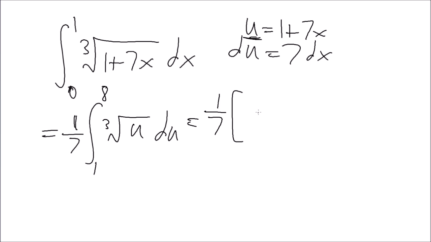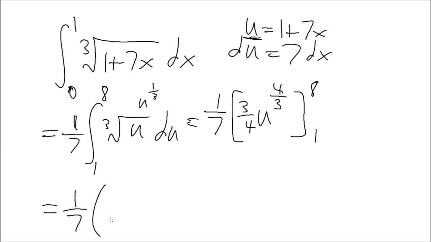1/7, and this is 1/3. Put it in power rule. 4/3, 3/4. 1 to 8. Put the constant. Plug in 8. The cube root of 8 is 2. 2 to the power of 4 is 16. Divided by 4, that's 4. Times 3, that's 12. Minus, and then plug in 1. It's just 3/4.